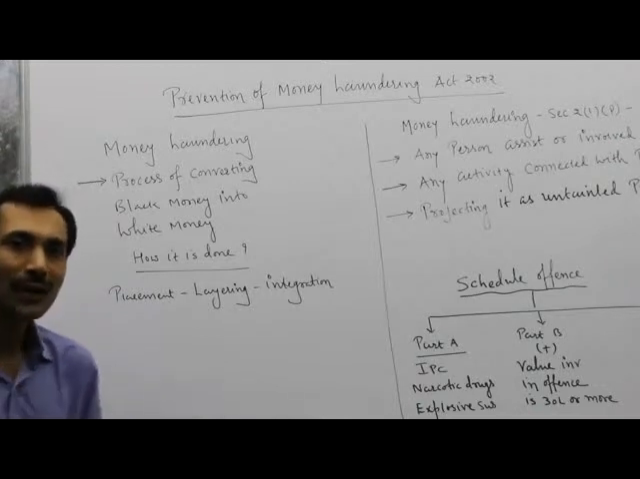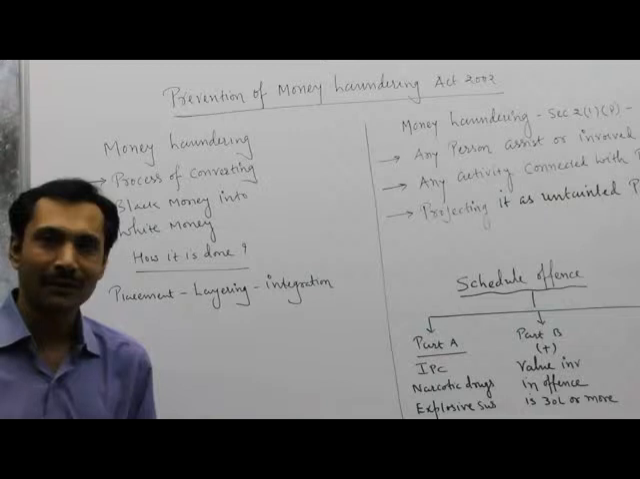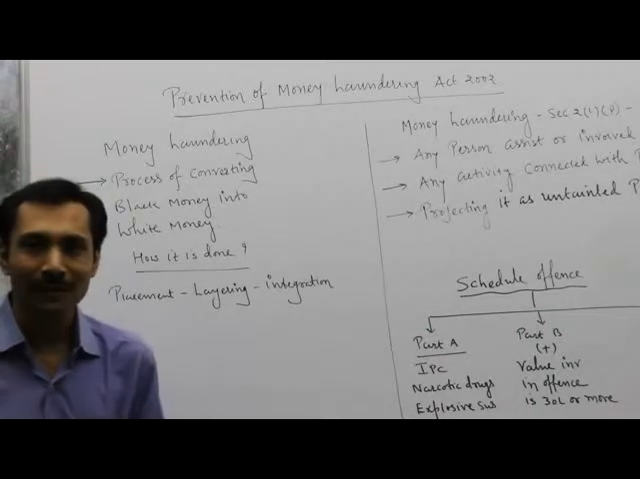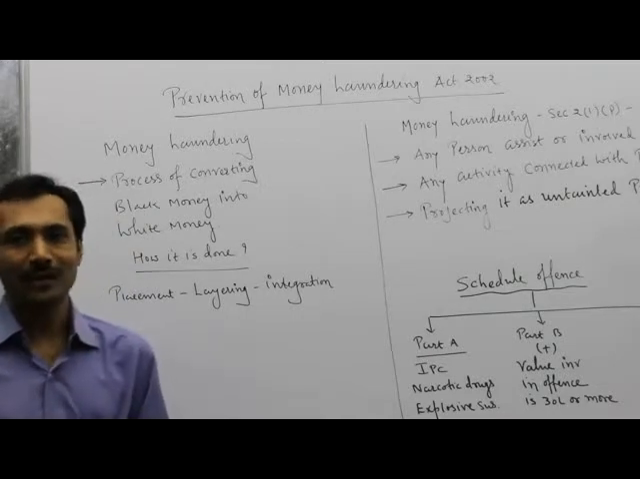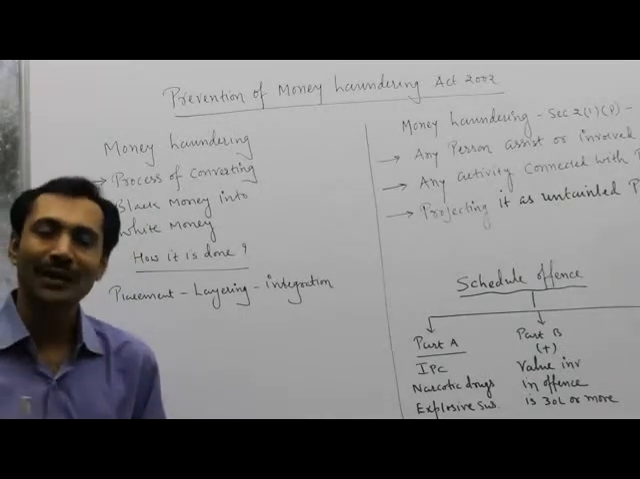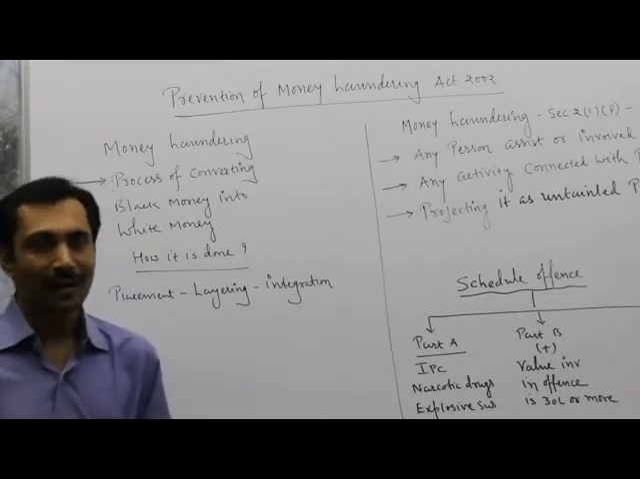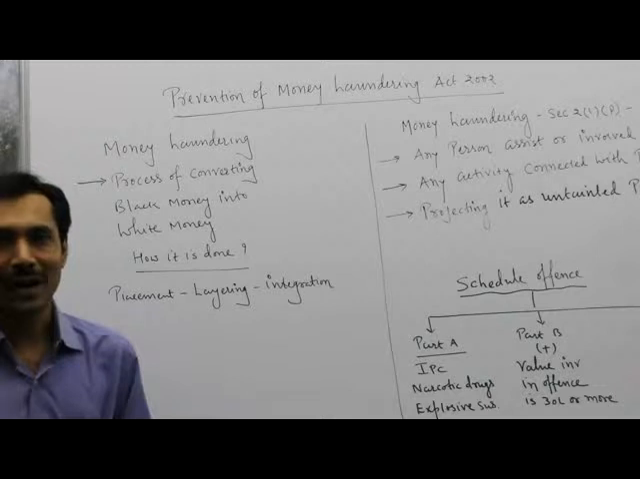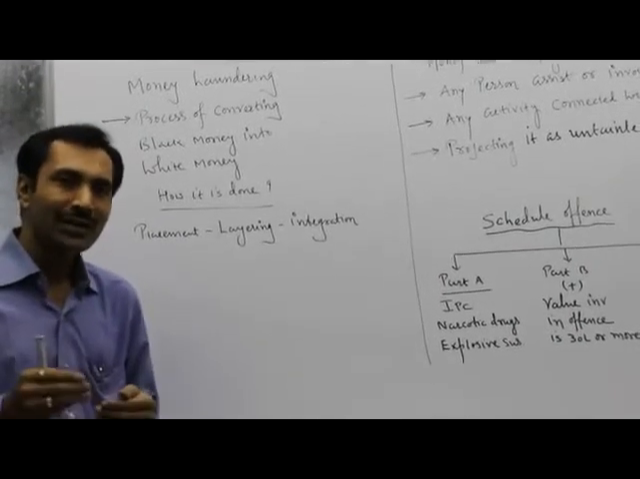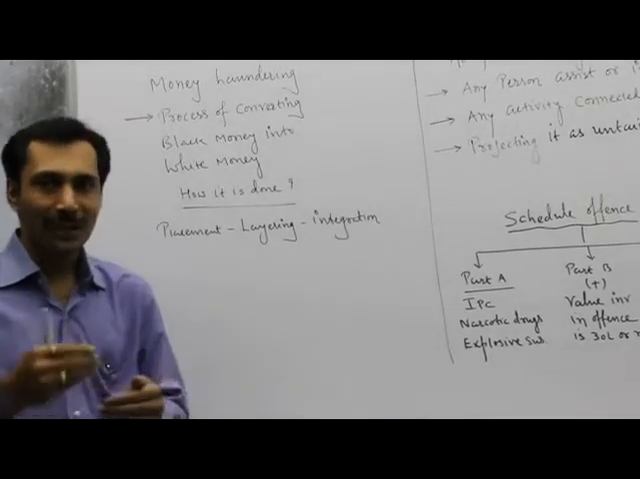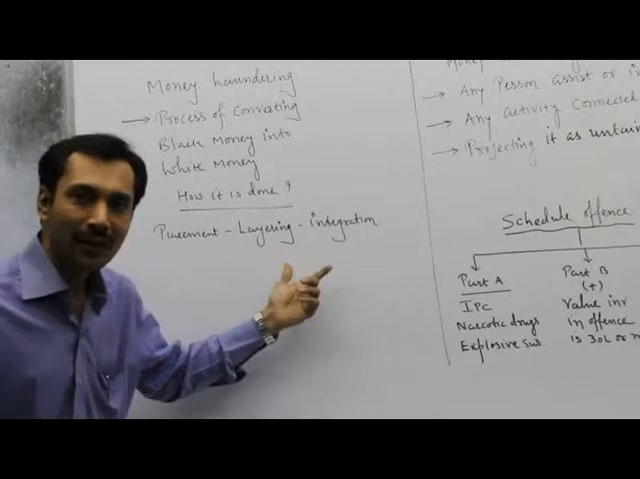But for doing official business, for purchasing property, you require white money. So people convert black money into white money through the process of money laundering. And therefore, the government has passed the Prevention of Money Laundering Act. Now, how is it done? Money laundering is carried out in three steps: placement, layering, and integration.